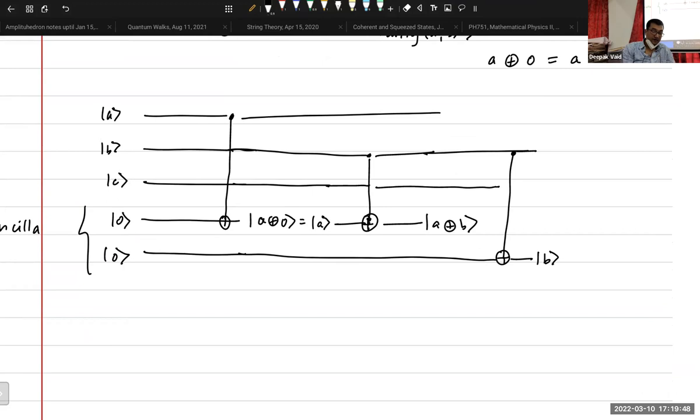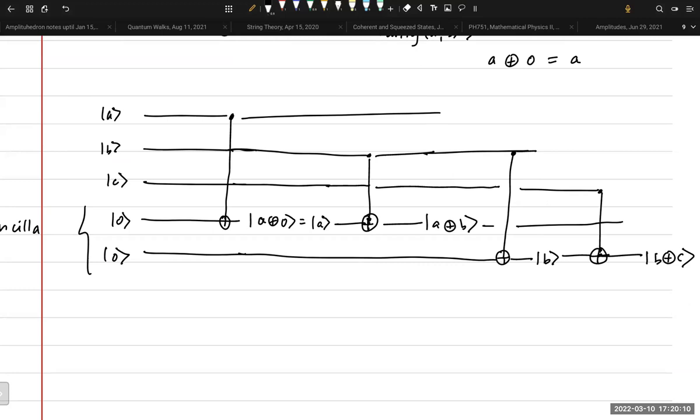Then you take the third qubit, and you perform an XOR with the third qubit and the second ancilla. What do you get? You get B XOR C. So the first ancilla now contains the state A XOR B.